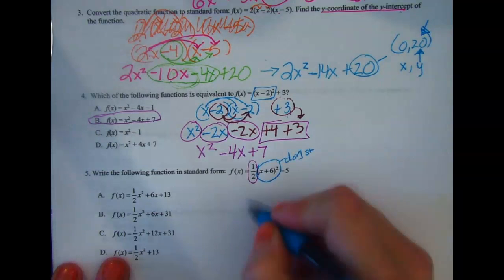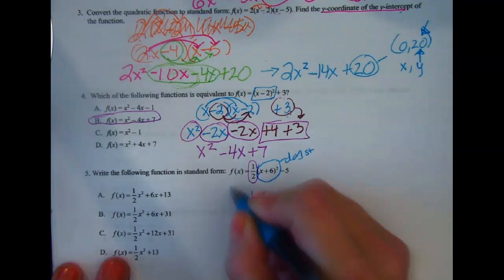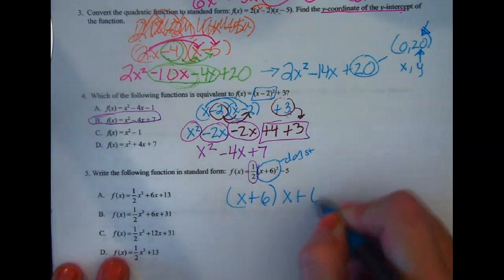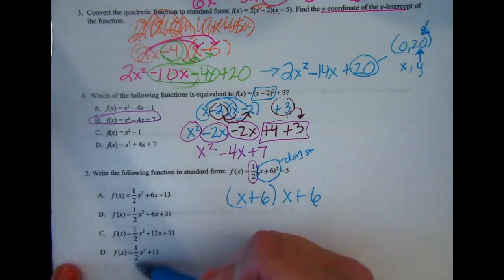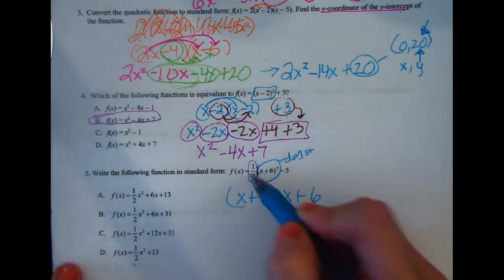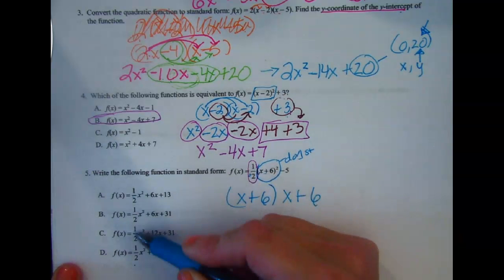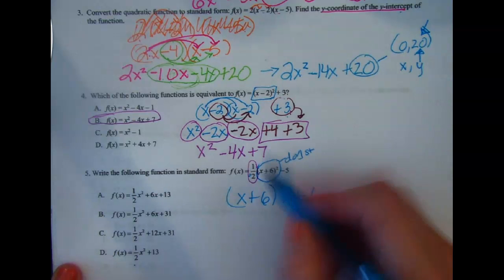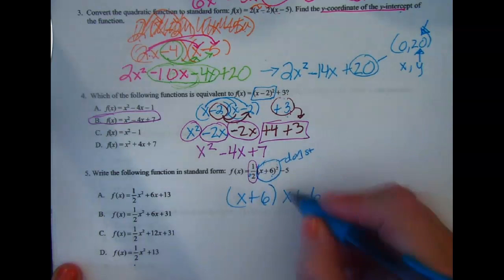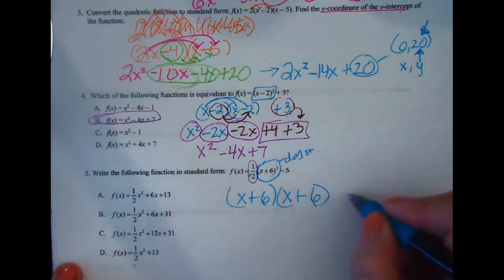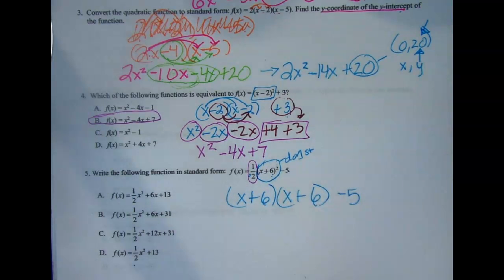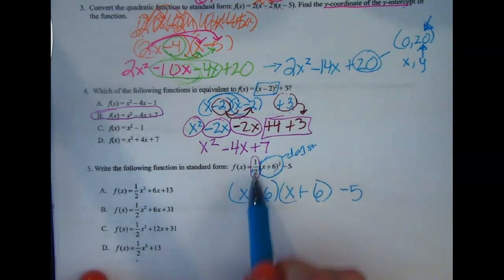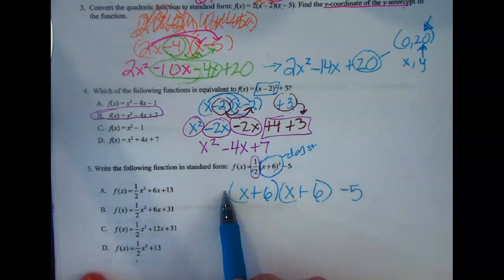Okay, so I'm going to do the x plus 6 and the x plus 6. And we'll just remember all of these are going to start with the 1/2, we'll be tacking this on later, because if you notice, they all look like that. But I'm going to do this part first. And then we have to remember, I'm going to have a -5 later. Okay, I'm not forgetting about this 1/2. I'm just going to do it later.